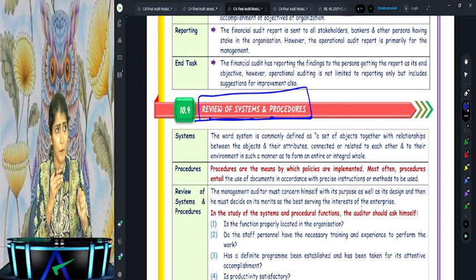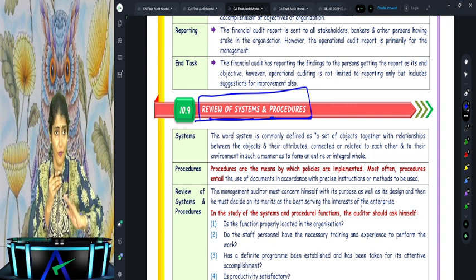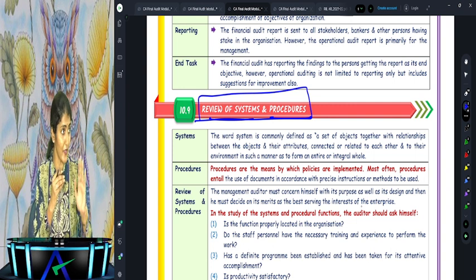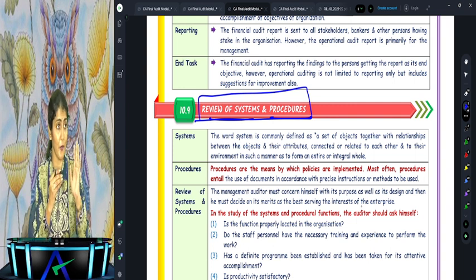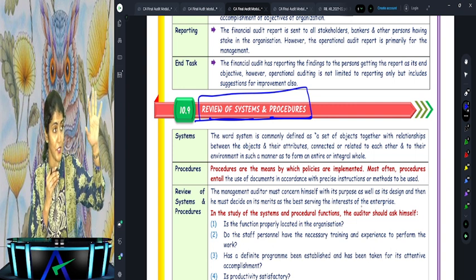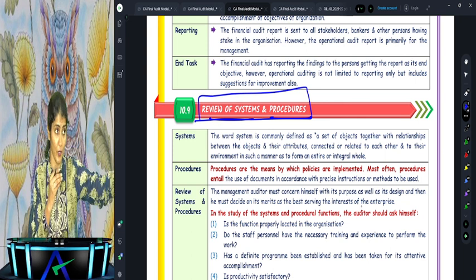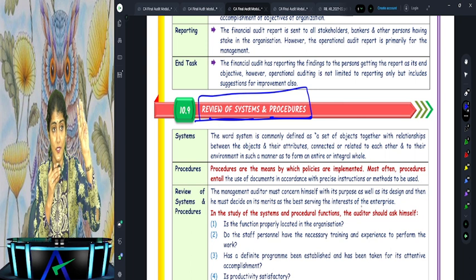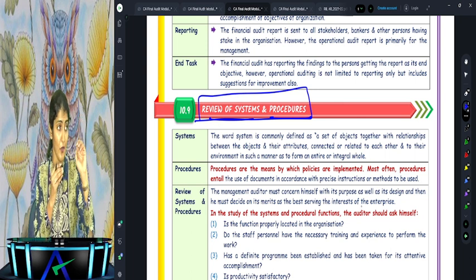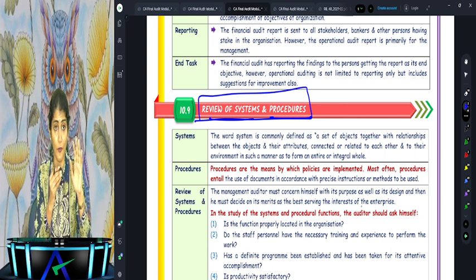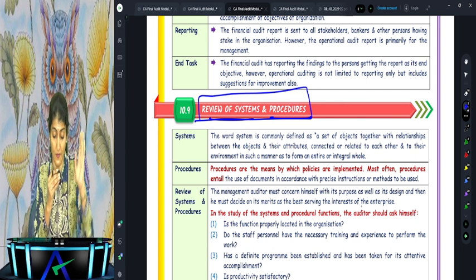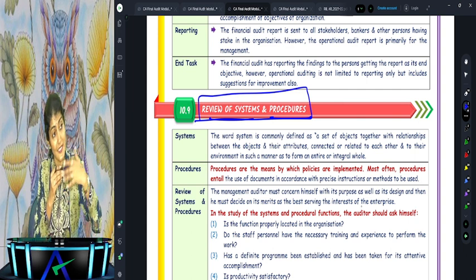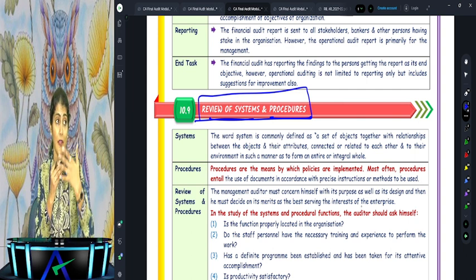Right, so it is very important for us to first lay down a foundation regarding what we are going to discuss over here. So management audit, we need to discuss 9 points. Operational audit, we need to discuss the 5 points. Then we need to study 3 distinctions. And then we also need to study the review of the systems and procedures. So now we will start with the review of systems and procedures.